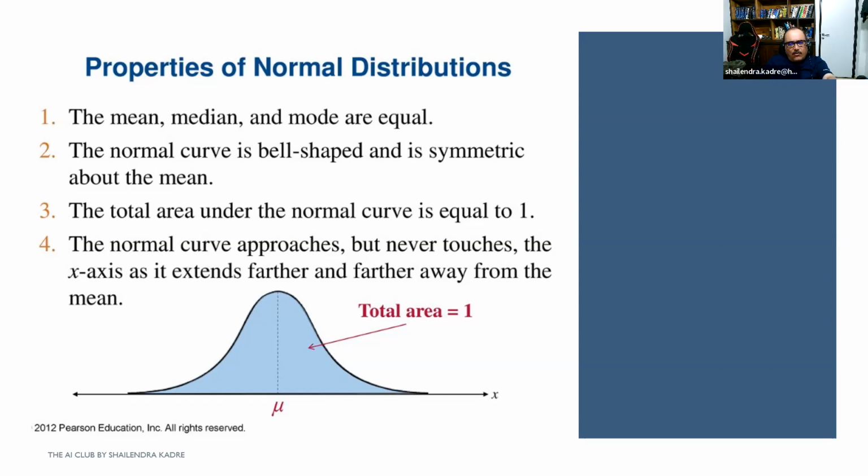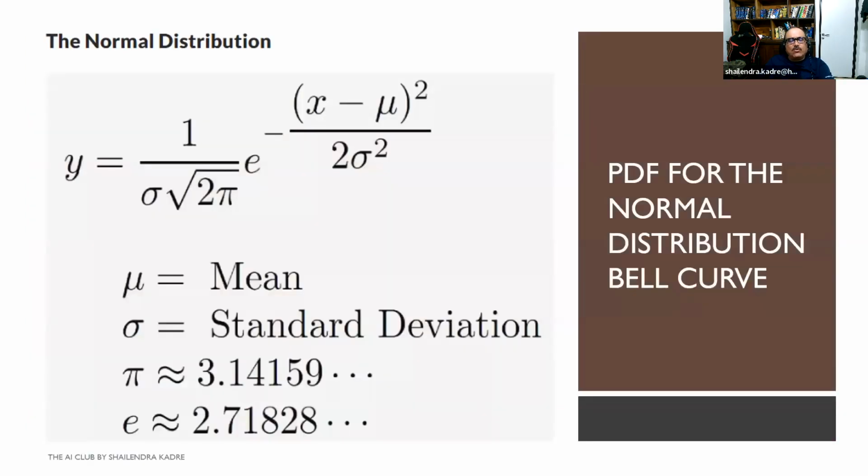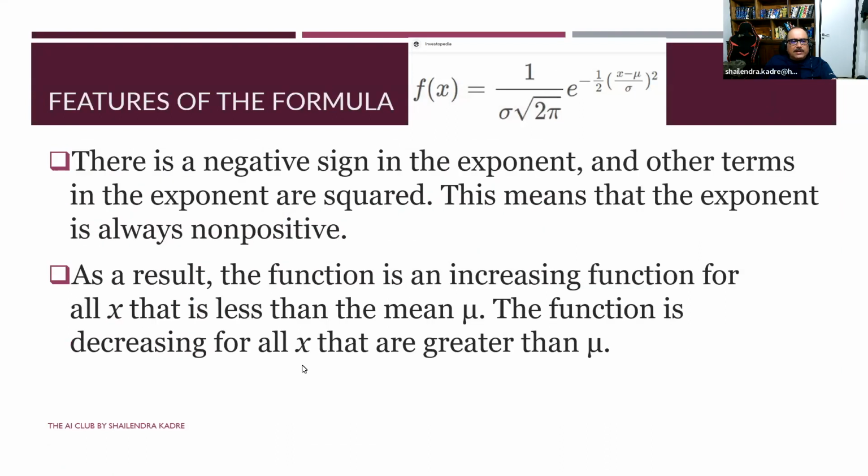So how do we get this curve? If you know sigma and mu, for every x you will get the value of y, and keep on plotting, you will get that bell curve, right? As a result, the function is increasing for all x that is less than mu, which is the left of mu, and the function is decreasing for all x that is greater than mu, the right of the mu.